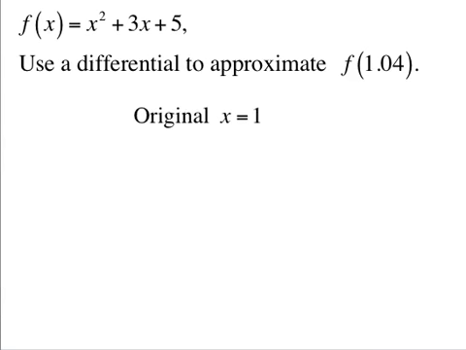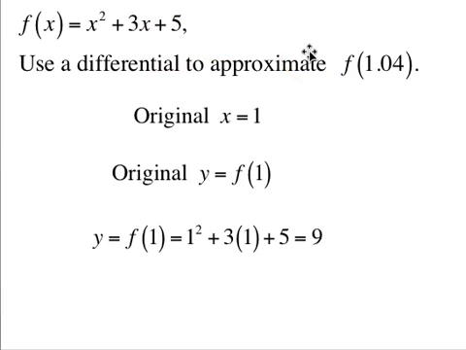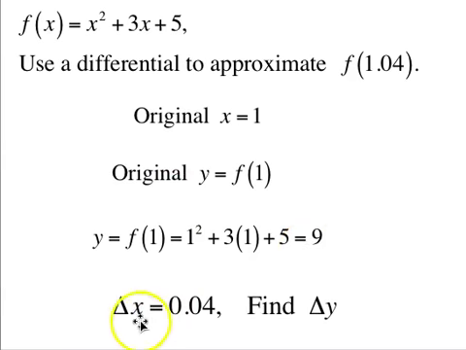So what do we start with here? Our original x is 1 because 1.04 is very close to 1. And I could plug 1 in for x. 1 squared plus 3 times 1 plus 5 would give me my original y. So my original y is f of 1, which of course is 9. So my answer f of 1.04 is probably going to be somewhere near 9. So I've got to find my change in y. I'm told the change in x is 0.04, so that's going to behave like dx. I want to find change in y, which is going to behave like dy.